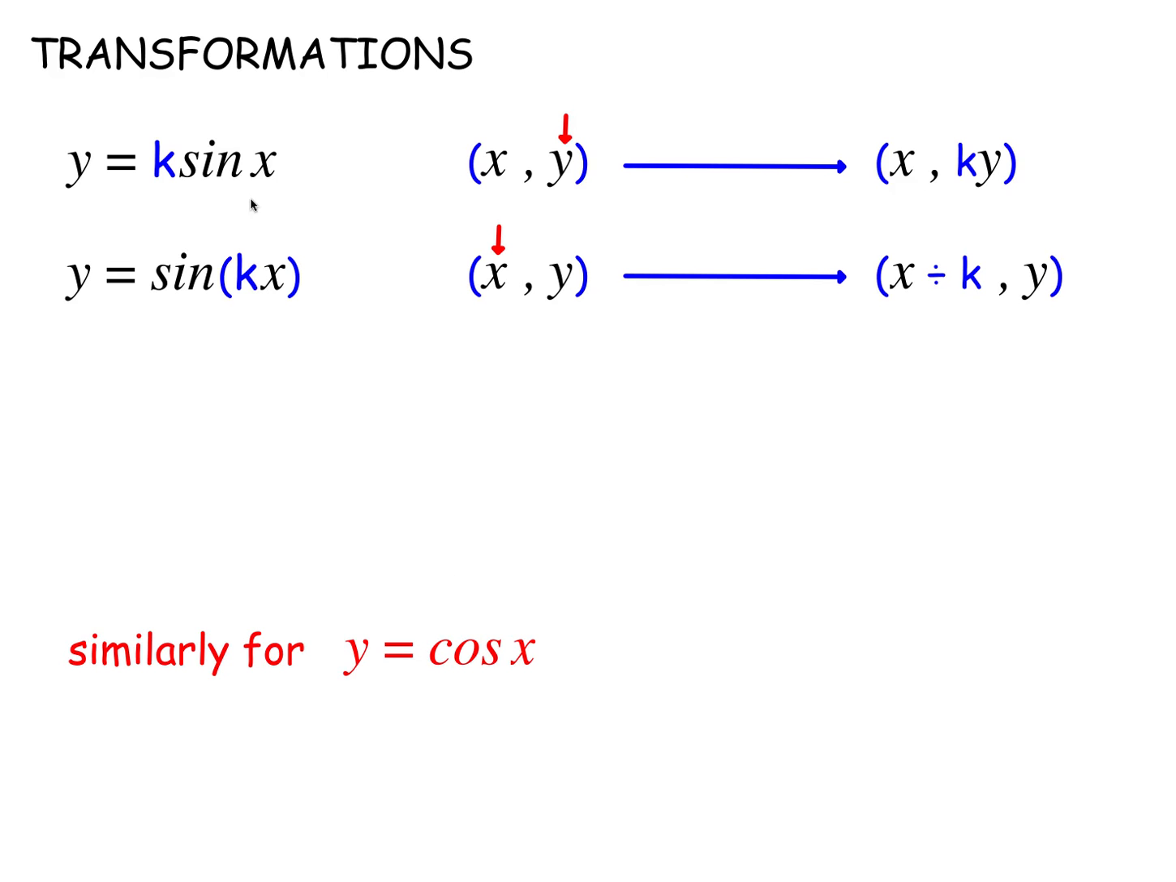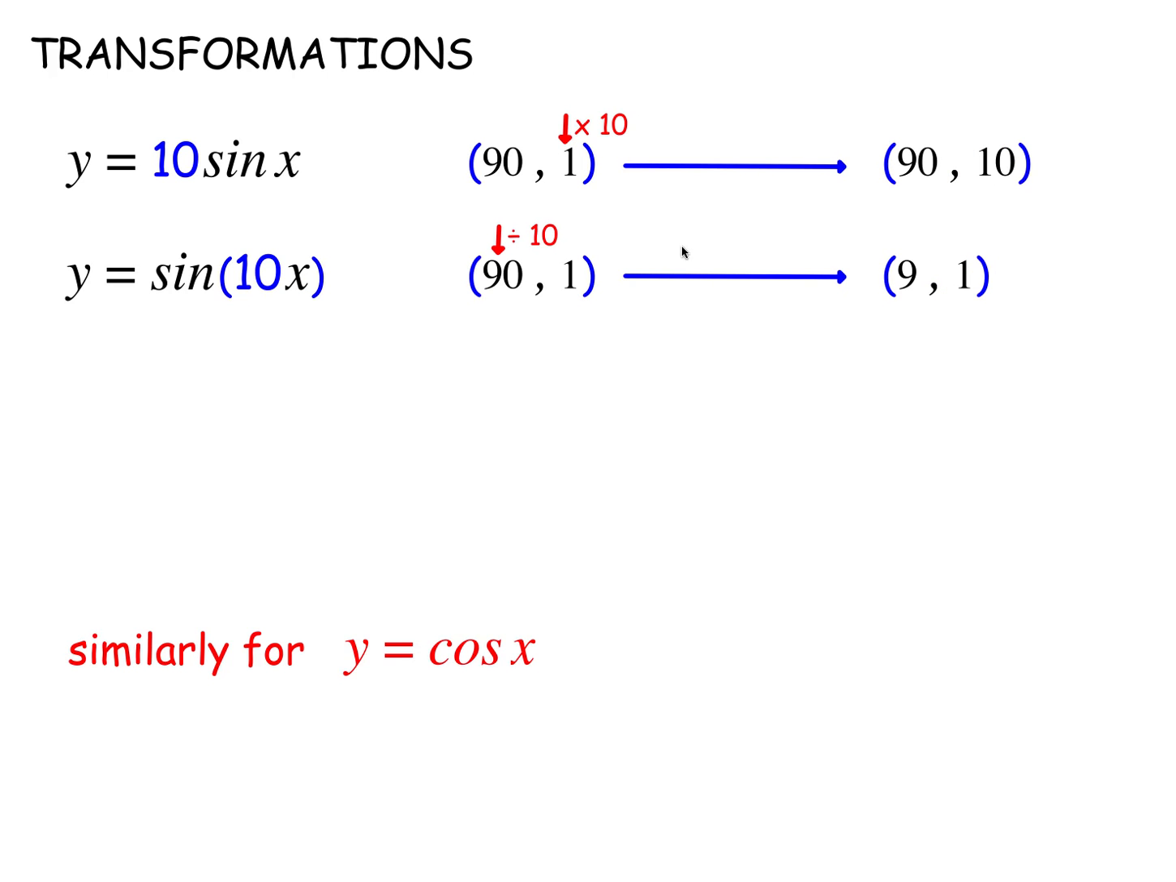This is the effect in the coordinates. When it's y equals k sine x, that affected the y coordinates, they were multiplied by k. When it's y equals sine kx, it's in the brackets, that affected only the x coordinate. It was in fact divided by k. So here, y coordinates changed, x coordinate remains the same. Here, the x coordinate is changed, but the y coordinate stays the same.